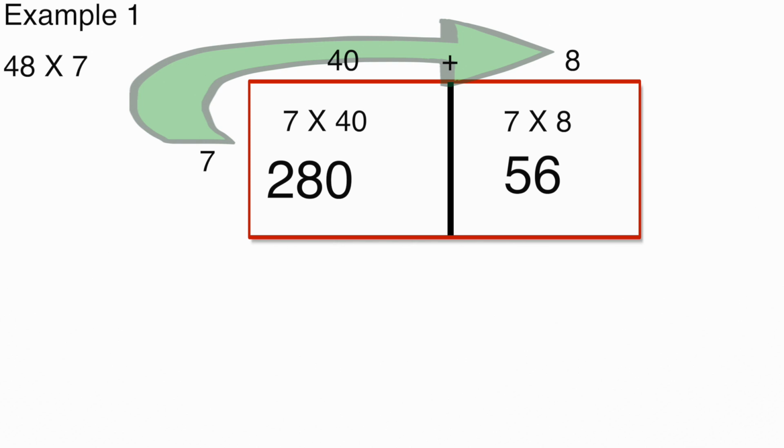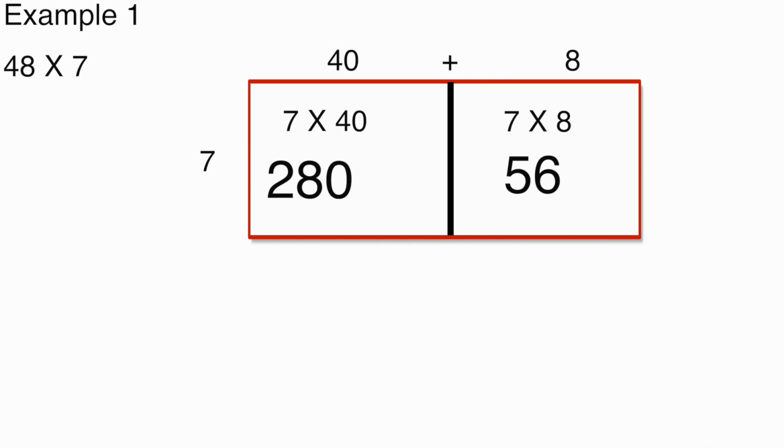Now I can finish up my problem by adding the products. Here I'm going to find the sum of 280 plus 56. 6 plus 0 is 6. 8 plus 5 is 13. So my 3 goes here in the tens place, and my 1 goes over to the hundreds place. Now I have 2 plus 1, which is 3. My answer is 336.